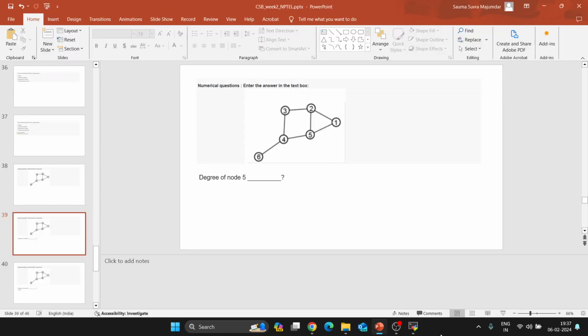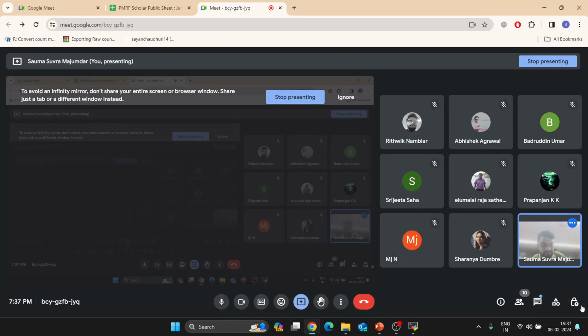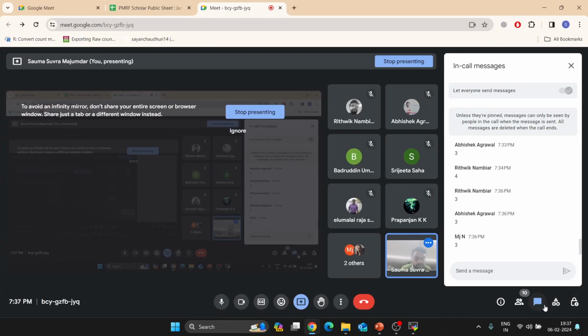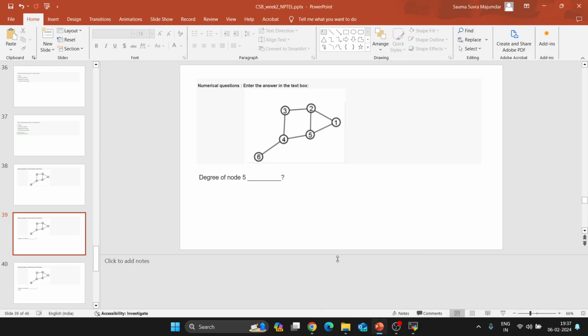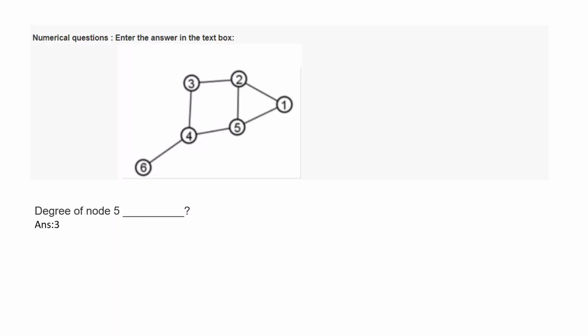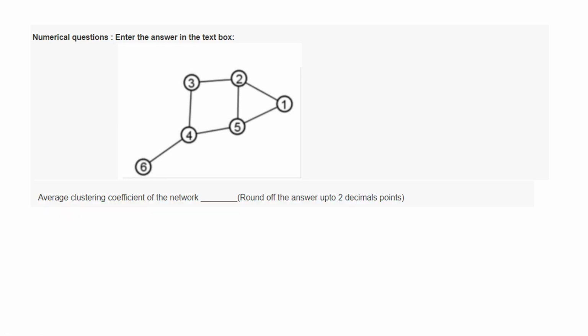Okay, let's see if we have any answers. Okay, I can see three answers. Yeah, the answer is correct. So 5 is connected to 2, 4, and 1. So the degree of 5 is C. Next question.